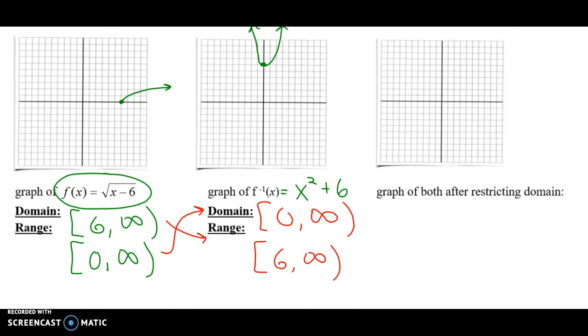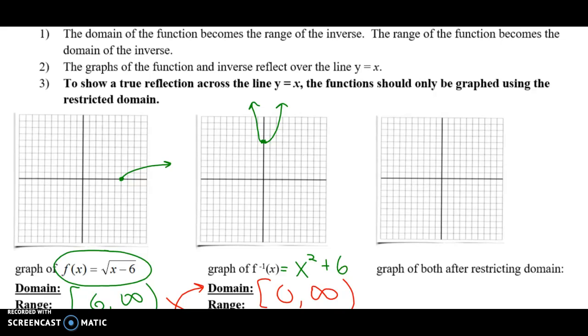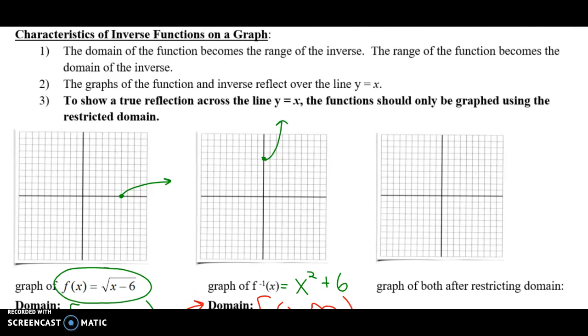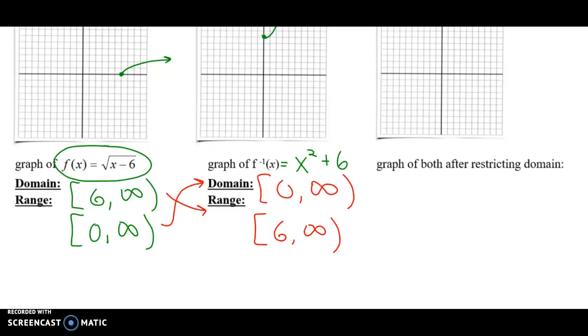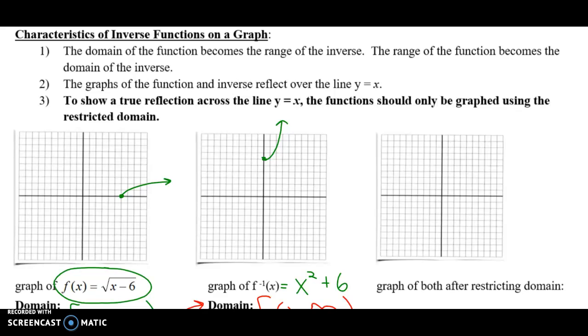So don't do this yet. I'm going to do it. But basically what this is telling me I need to do, I need to remove everything to the left of 0. Now, if you check the range, it's actually already good, right? The range says 6 and up. And it is 6 and up.